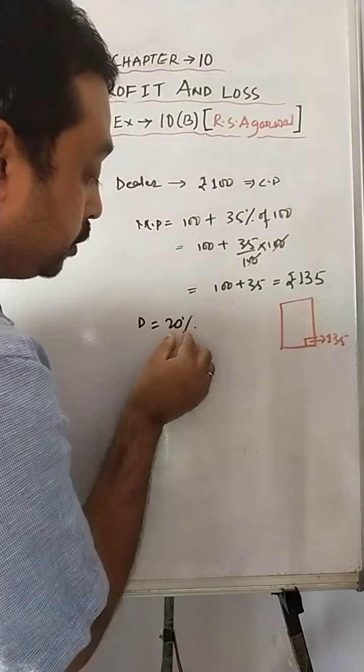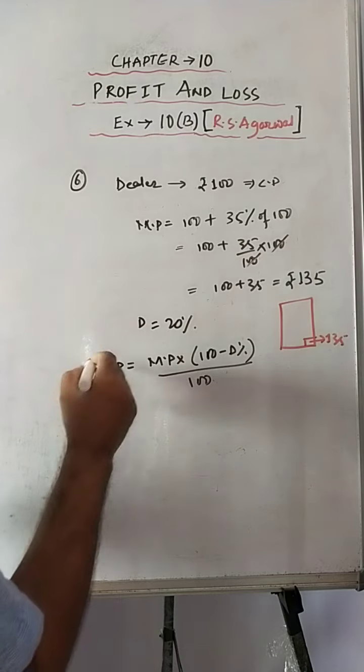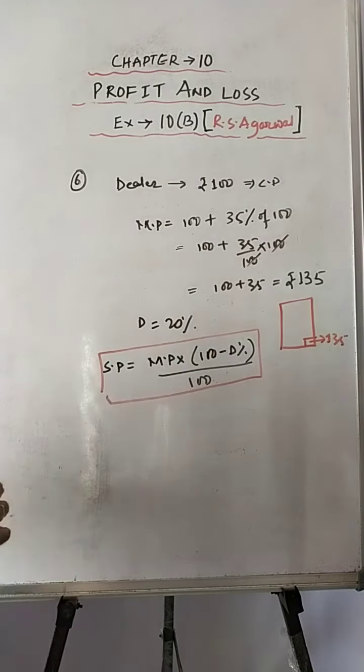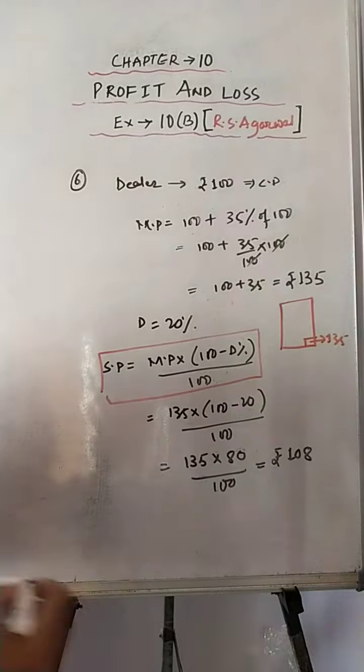Now let's see. What will the SP be then? SP would be MP into 100 minus discount percent by 100. This is another formula I am giving: how to find the SP when mark price and discount percent are given. In that case you have to use this formula. MP is 135, into 100 minus 20, by 100. That is 135 into 80 by 100. If you reduce this, you will get the answer as 108.